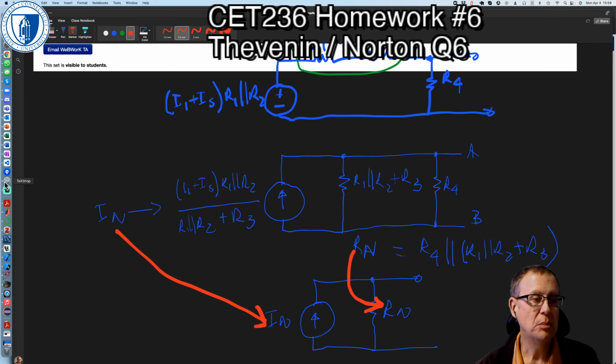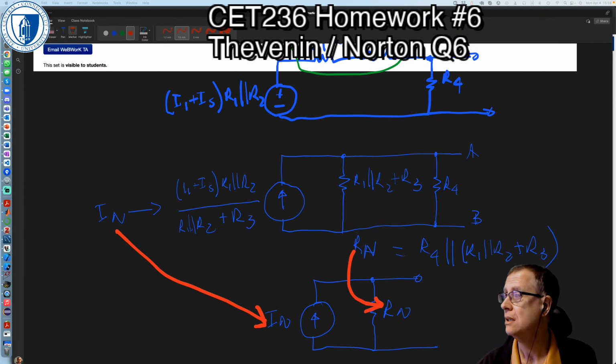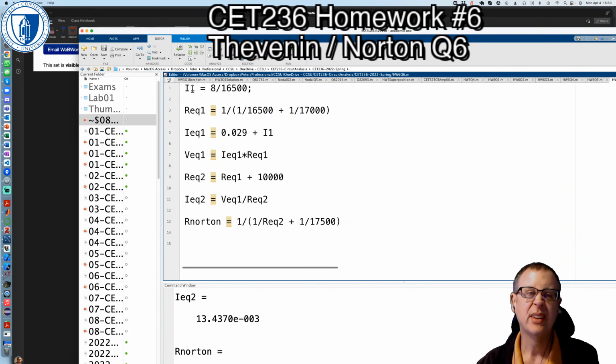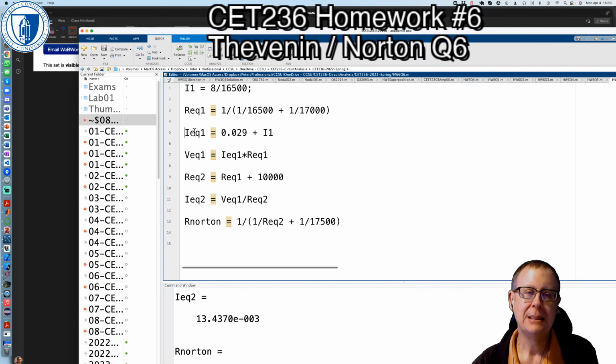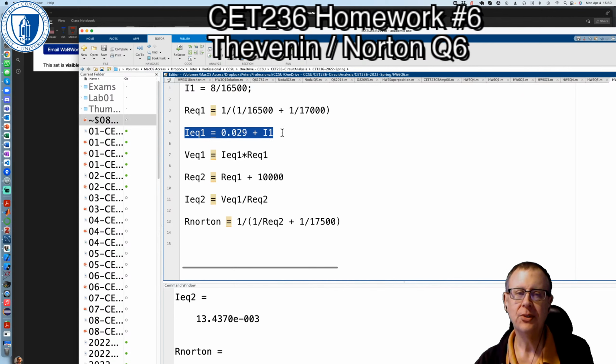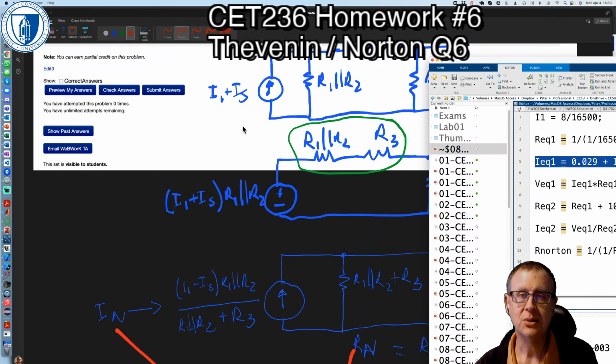And what does that look like in MATLAB? Let's have a look at it. Right, for my values, the original I1 was 8 on 16500 to do the conversion from the Thevenin equivalent to the Norton equivalent. And then the first equivalent resistance is that first resistor in parallel with the second resistor. Then adding the two current sources we got, right? Let's just go back and see that we're adding the two current sources.